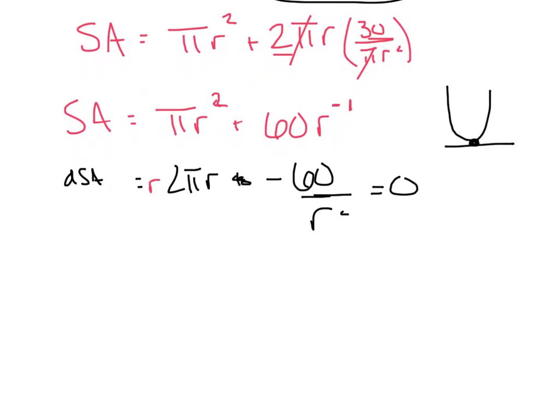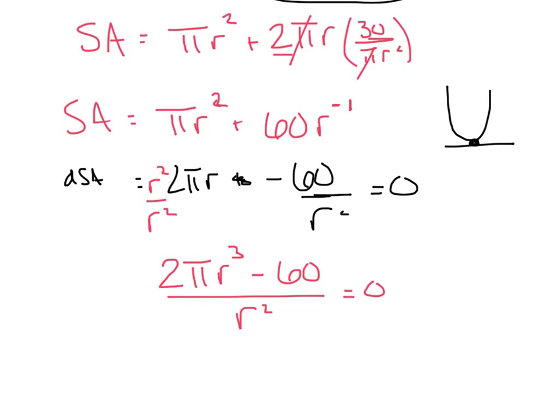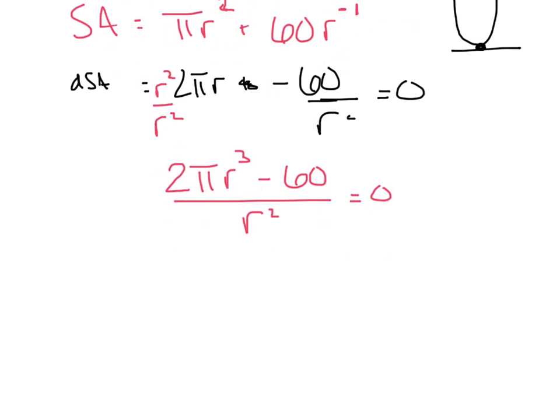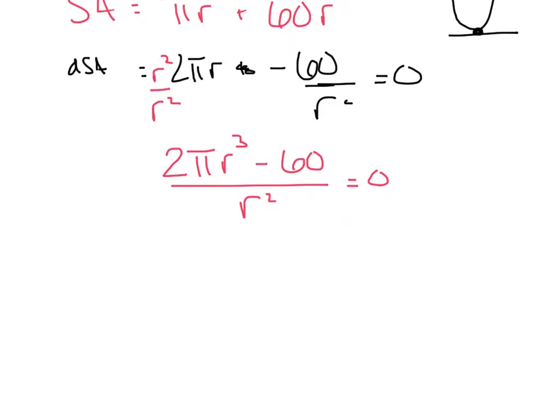So I'm going to multiply this top and bottom by r squared, so I have one big fraction. So I get 2 pi r cubed minus 60 all over r squared equals 0. Now I'll set both the numerator and the denominator. This is the easy part. So if I set the denominator, I clearly get r equals 0.